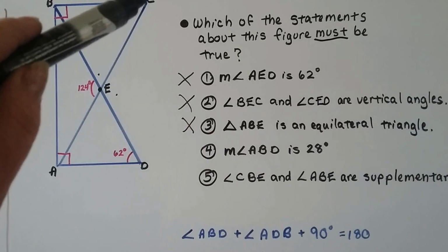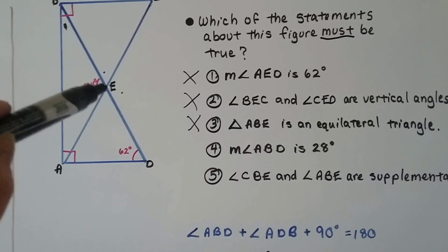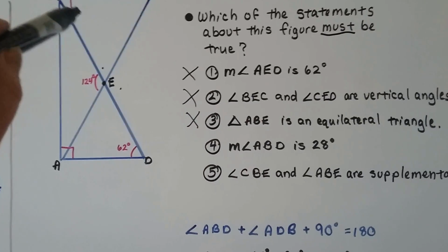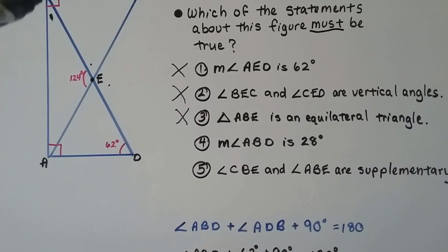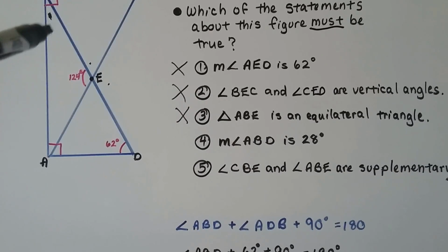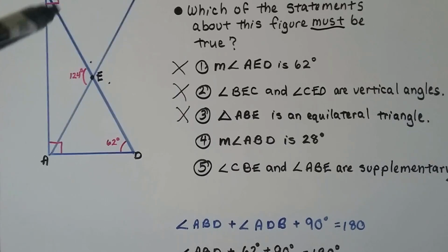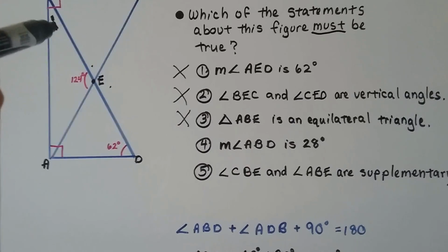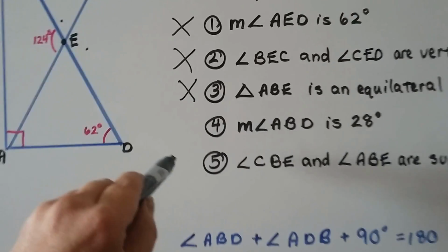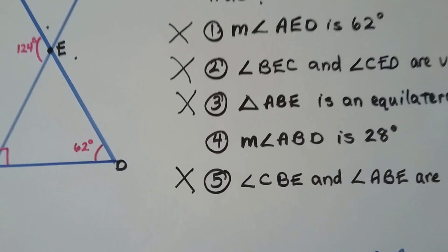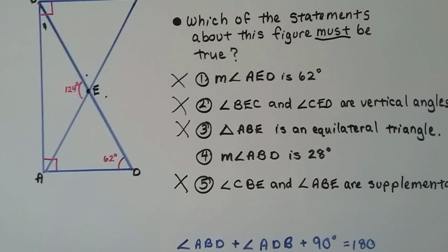CBE, so it's saying this one right here, and ABE, so this one and this one, these two angles are supplementary. Well, that's a 90-degree angle. That's not supplementary, that's complementary. So that can't be true. So it's not that one. So guess what our answer is? It's got to be number 4.